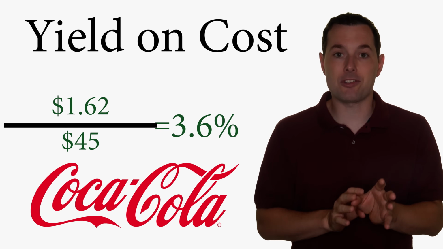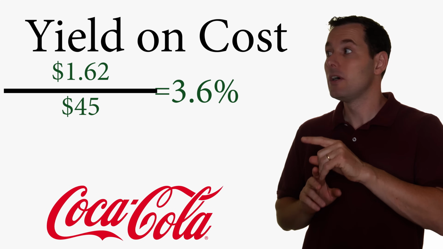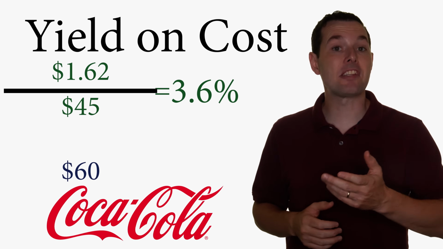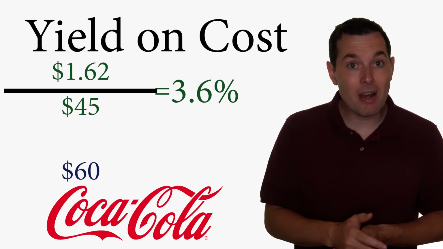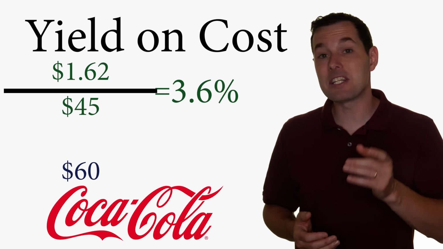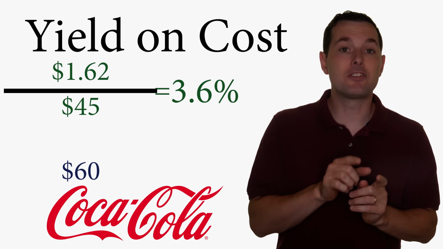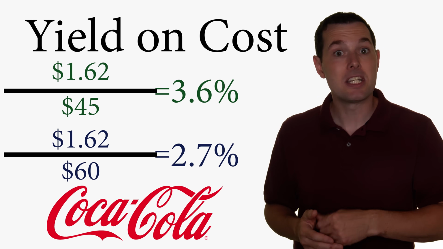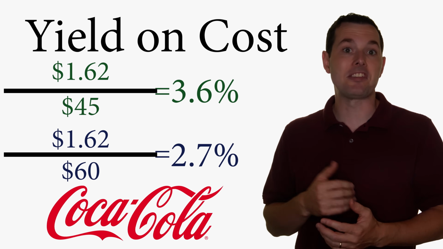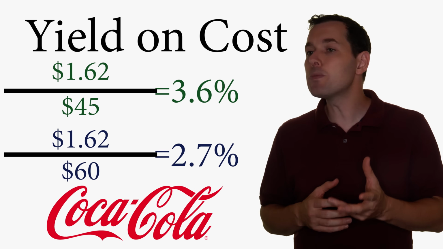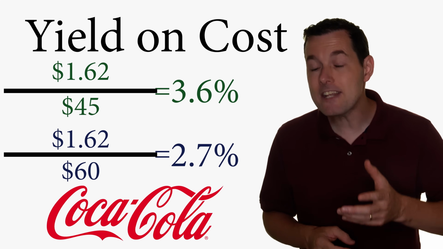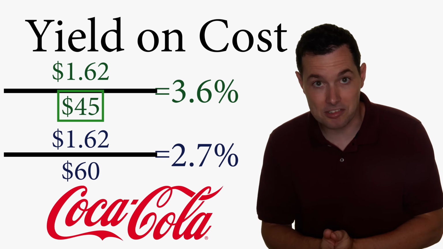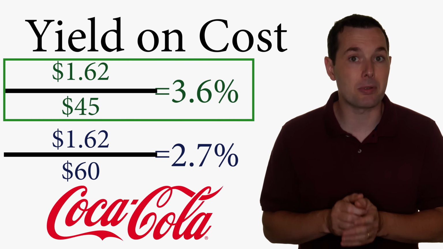But now let's ask a question. What if their stock price rises up to $60 per share? Well, assuming the dividend stayed the same, our price would go up from 45 to 60, and our dividend yield, just like that, drops to 2.7%. Because it's the same $1.62 in dividends divided by a new higher price of $60 per share. But does that new price really matter to us? We paid $45 per share, so our dividend yield on cost is still 3.6%.